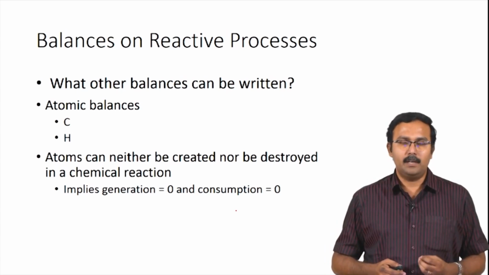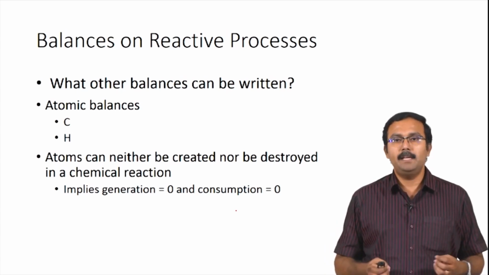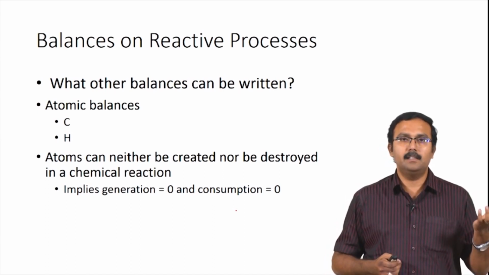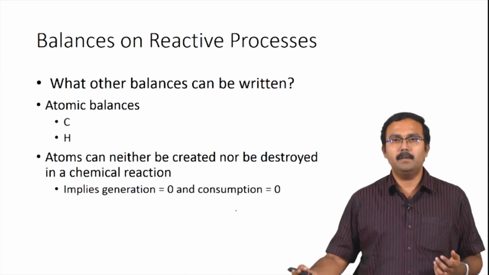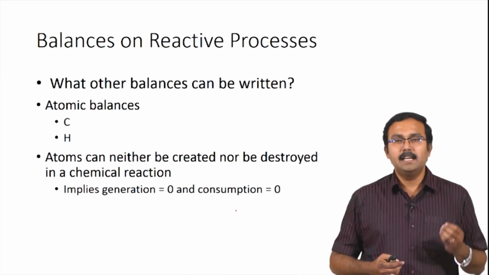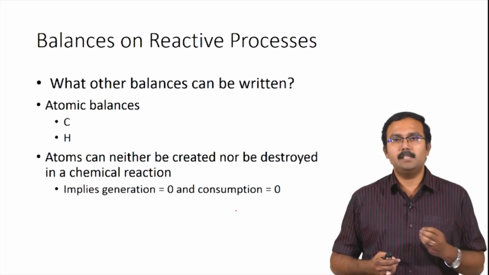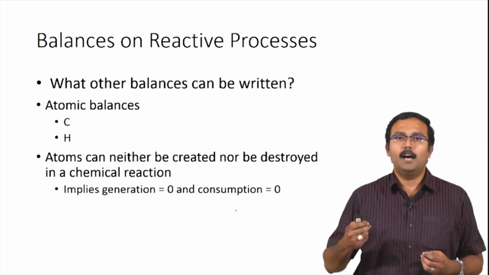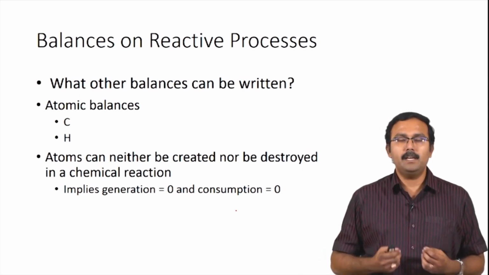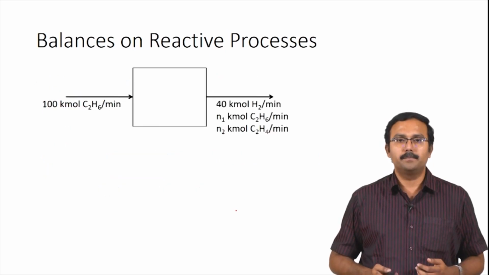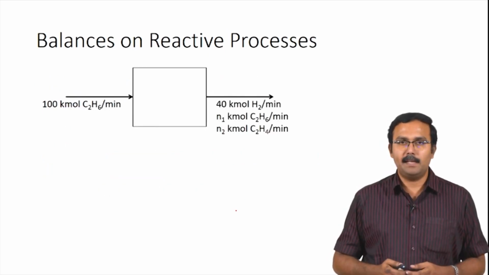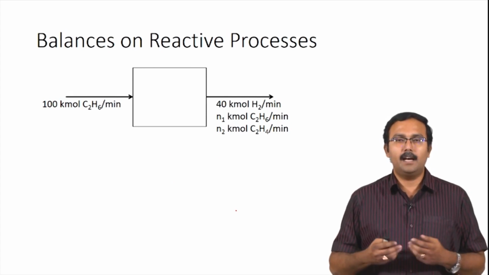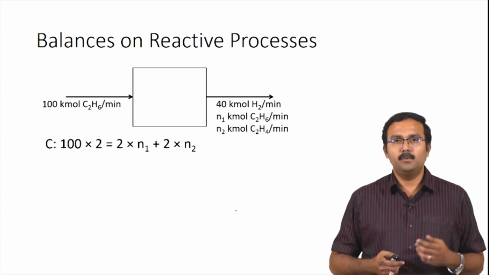So, first thing we need to understand is atoms can neither be created nor be destroyed in a chemical reaction. That is why the number of atoms of carbon in the reactant is the same as the number of atoms of carbon in your product. So, this implies generation and consumption terms will be always 0 for atomic species balances. As we always assume steady state, accumulation will also be 0. So, the equation simplifies to input equals output. Now, let us look at the same example problem and see whether we can write atomic species balances and arrive at the same answers. Carbon balance would look like this.